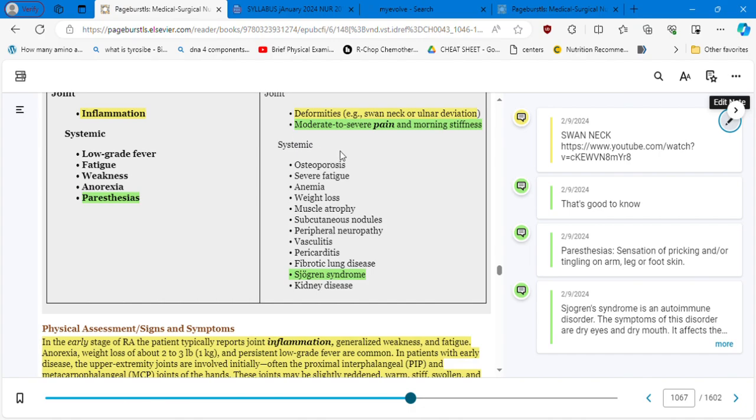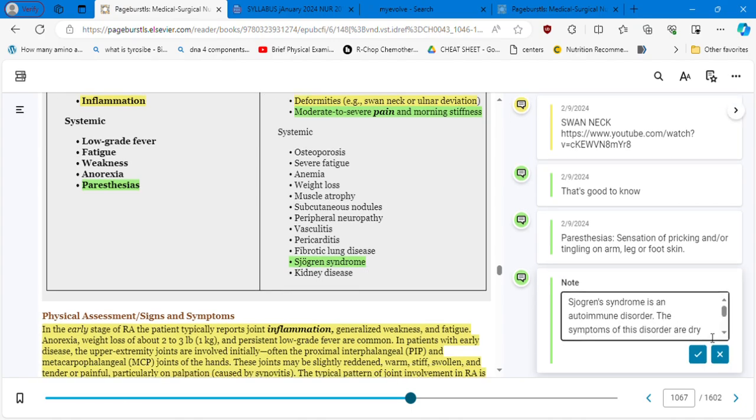Now, versus the systemic in the late disease or severe stage of RA, you are having not only signs and symptoms, you are having already a disease going on. You have osteoporosis, severe fatigue, because these patients with that pain and these deformities, I bet you they cannot sleep and have good comfort, good rest, right? They're going to have anemia maybe, right? Weight loss, muscle atrophy, subcutaneous nodules, peripheral neuropathy, vasculitis, pericarditis, fibrotic gland disease, Sjögren's syndrome, which is a syndrome.